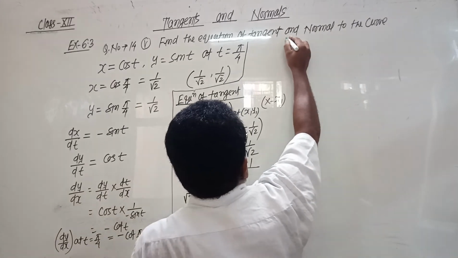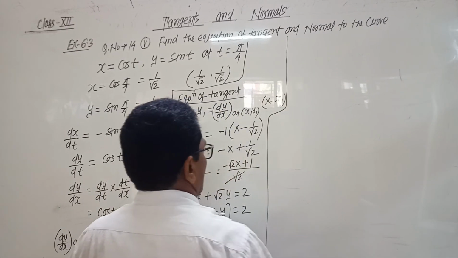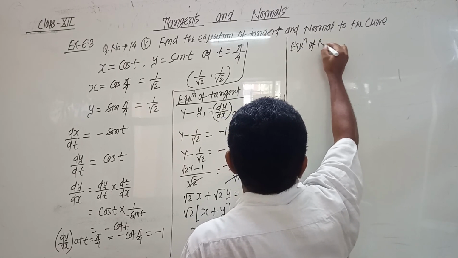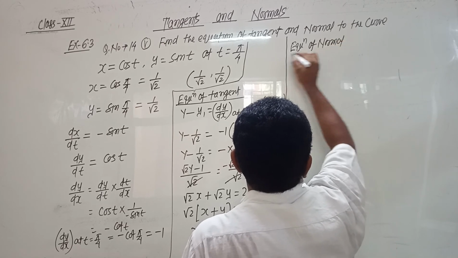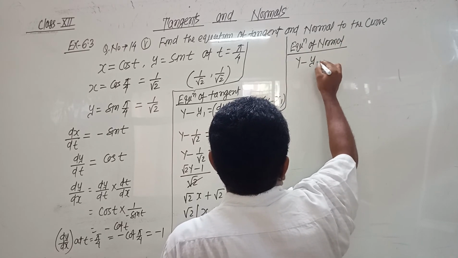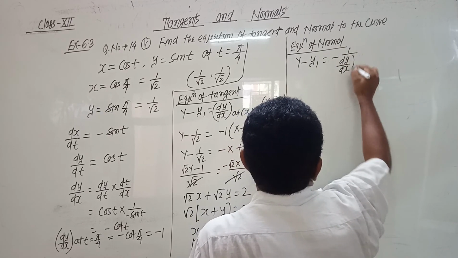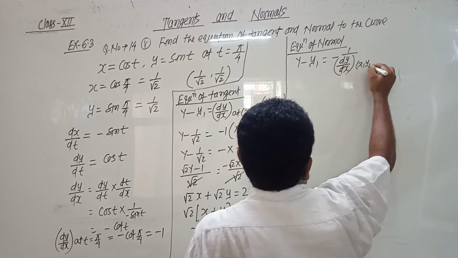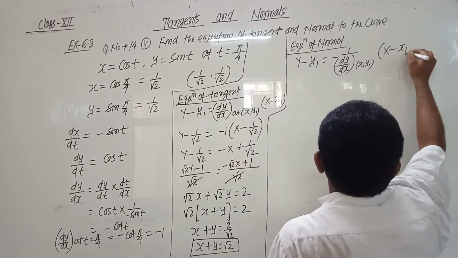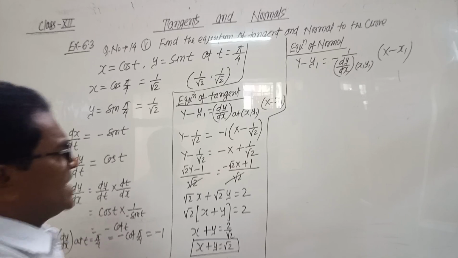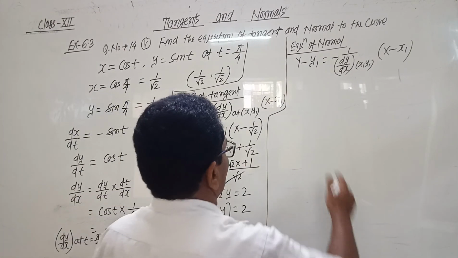Now we will calculate the equation of normal. The formula for equation of normal: y minus y1 equals to minus 1 upon dy by dx at x1, y1 and x minus x1. This is the equation of normal.